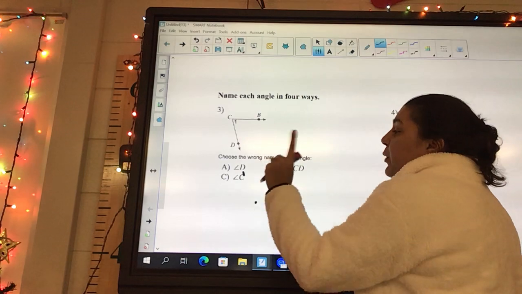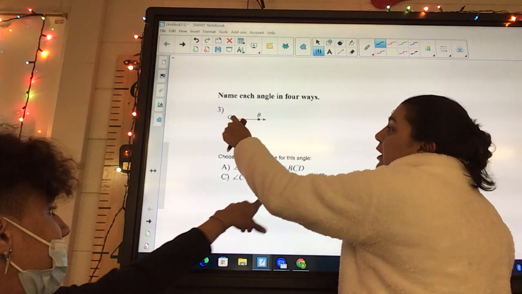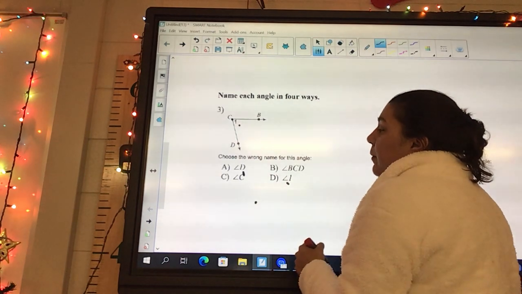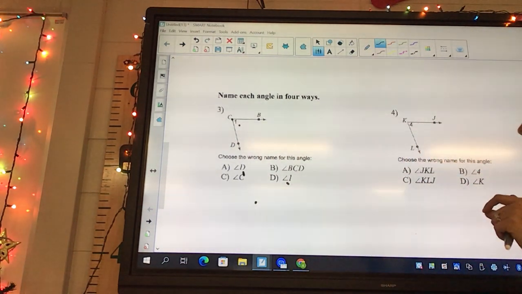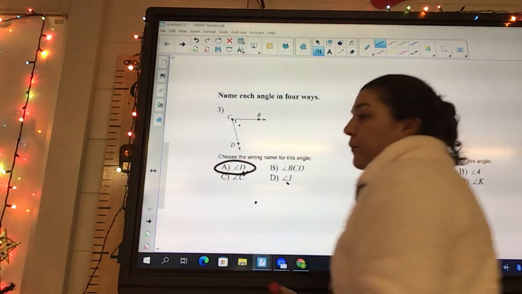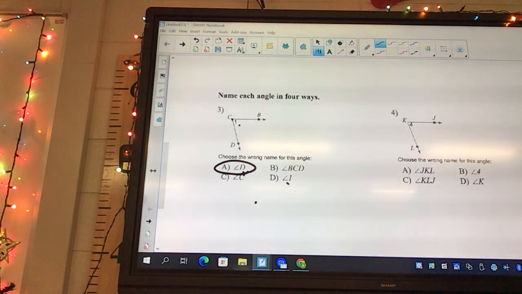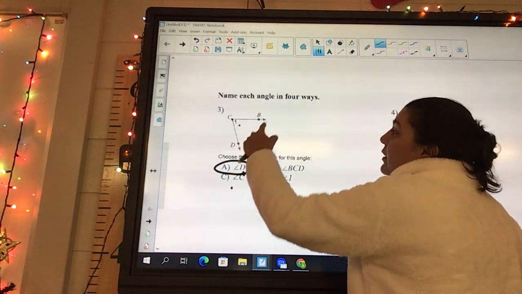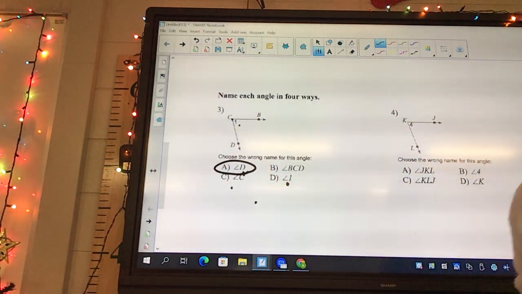Yeah, so the only time we can name it with just one letter is we can name it C or we can name it 1. But we want to pick the wrong one. Okay, so you want to choose the wrong one, so that's going to be A. So you could label it by 1, you could label it by C, or you could say B, C, D. Okay?